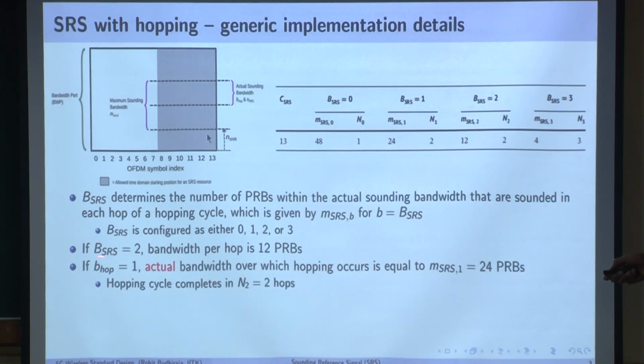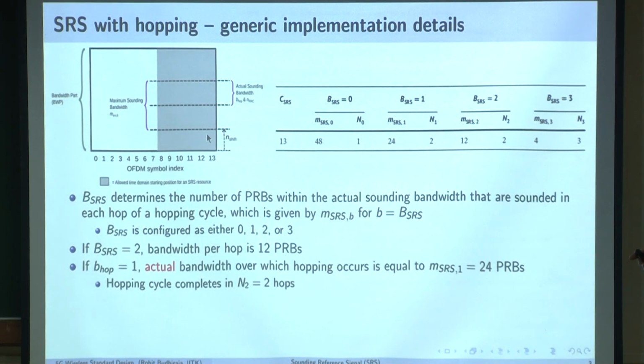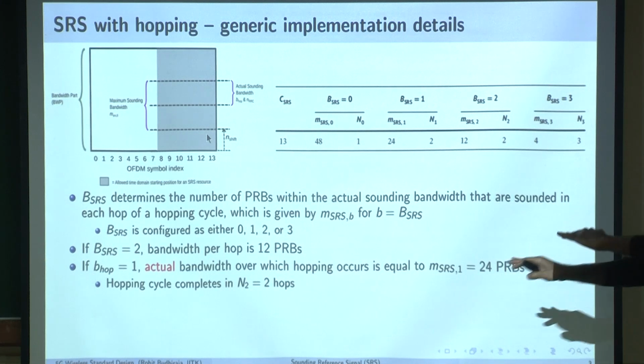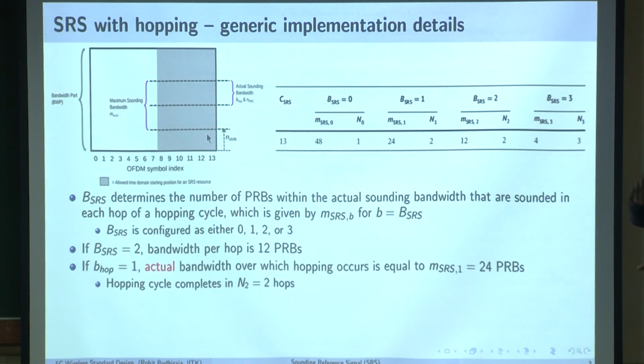This 24 PRBs will be sounded out in how many hops? That is decided by BSRS. How much is BSRS? BSRS is 12. So 24 is actual, and 12 you are sounding out in each hop. How many hops will you need? 2 hops. So this is an intricate relationship. It takes some time to crystallize things.